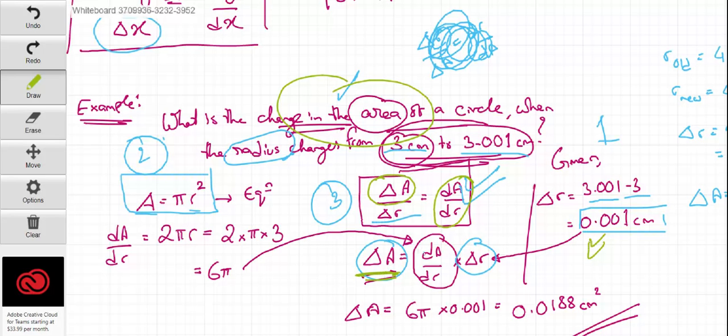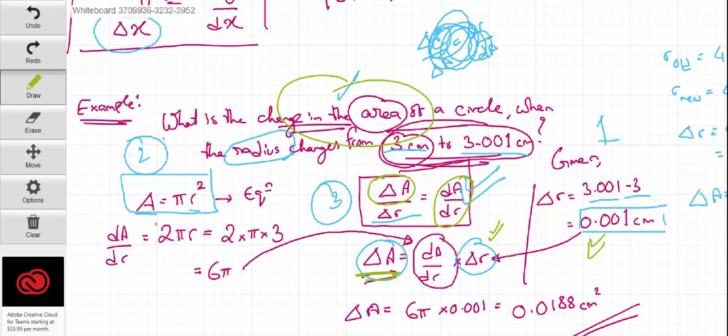So if we make triangle A the subject, we can find the value asked in the question: dA by dr equals it times the change in radius. The change in radius we already have. We now need to do the differentiation. So how do we do the differentiation? Well, we look at the equation.